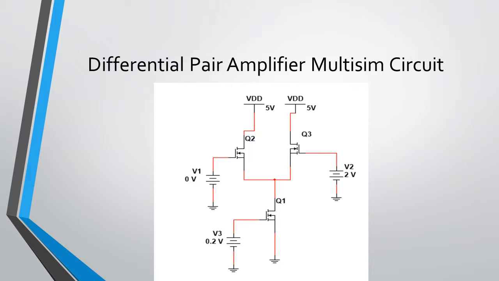We simulated a differential pair amplifier circuit in Multisim, and as you see here, V1 is going to be swept, V2 is going to be kept at 2 volts, and we made our bias voltage, VB, 0.2 volts.